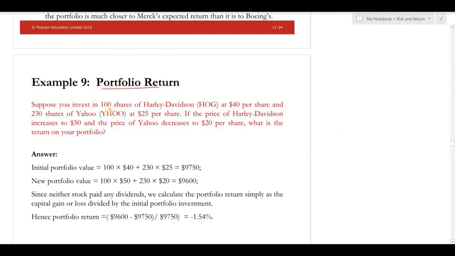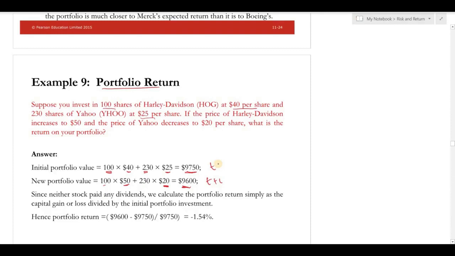Okay, so for instance, you invest in 100 shares of Harley Davidson at $40 per share and 230 shares of Yahoo at 25 per share. If the price of Harley Davidson increases to 50 and the price of Yahoo decreases to 20, what is the return on your portfolio? First of all, we need to find the original value of the portfolio, that is equal to 100 shares multiplied by 40 is the price, plus 230 are the shares of Yahoo and 25 is the price, so that is 9750. The new portfolio value would be 100 shares, the price increases to 50, and for the second one the price decreases to 20. This is the value of the portfolio at time t plus 1, and this is at time t.